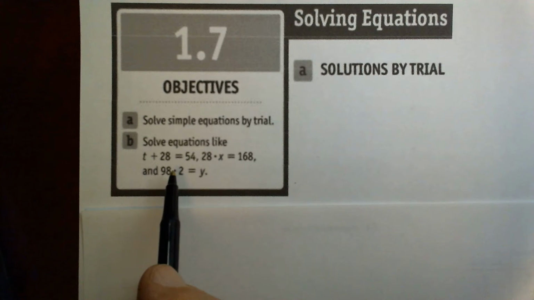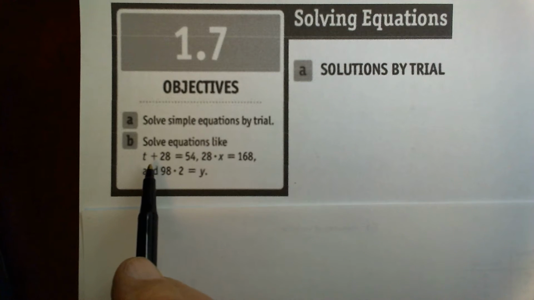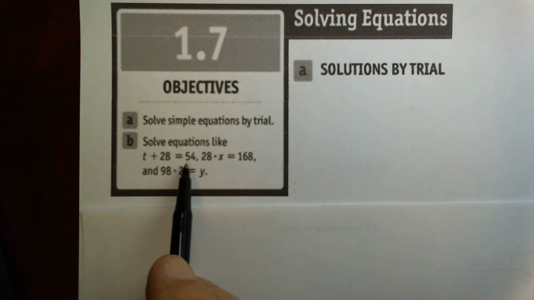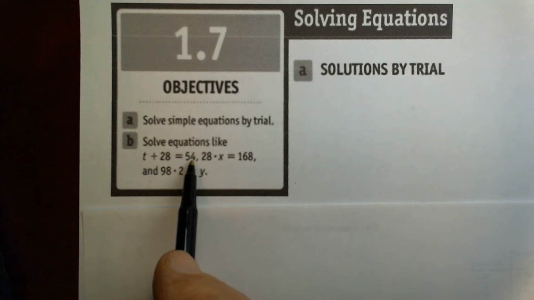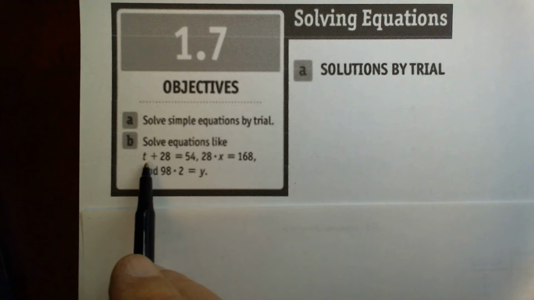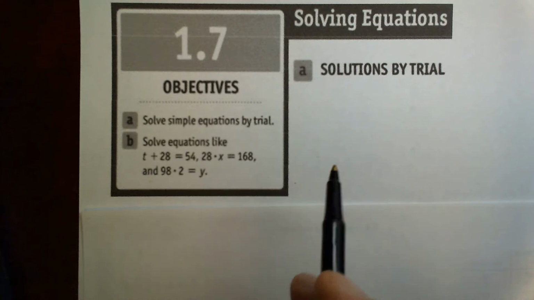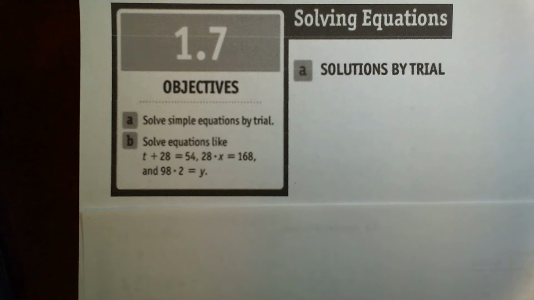First of all, what's an equation? Well, an equation is a statement that two expressions are the same. For example, if you look at this one, t plus 28 equals 54. The question is, what is t in this case? So we begin by looking at solutions by trial.